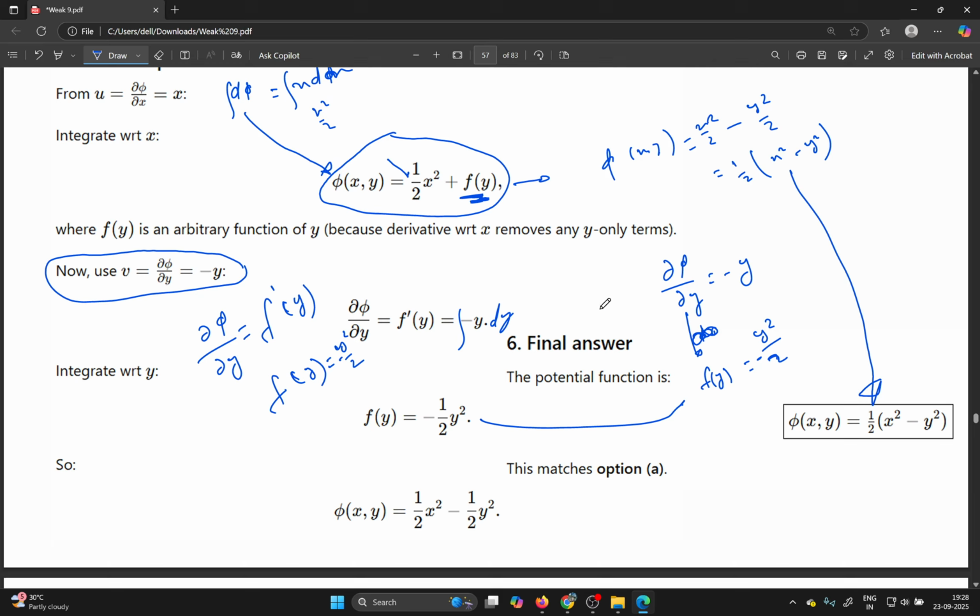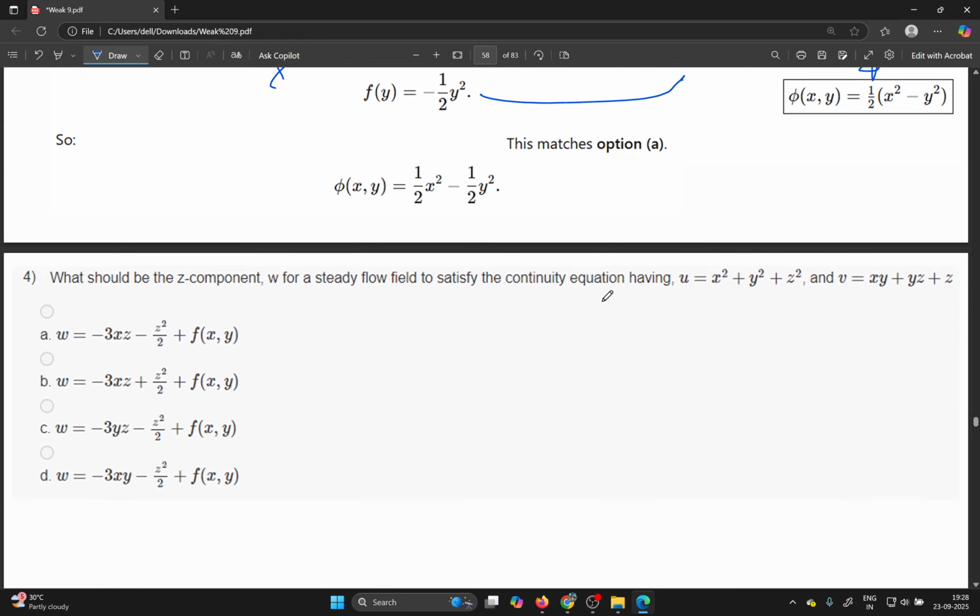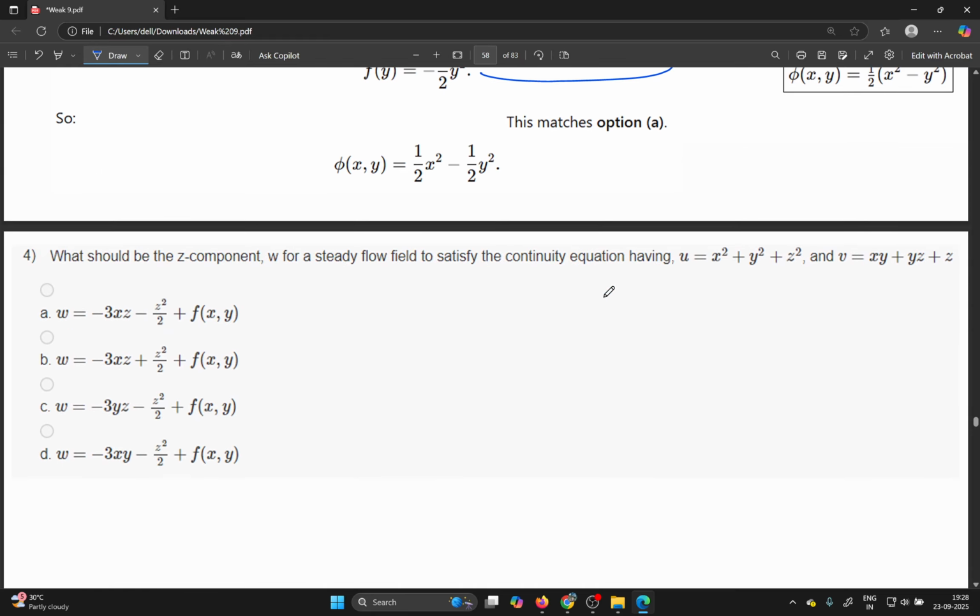So remember please. Now let us move on to the next question. What should be the third component, that is W, for a steady flow field to satisfy the continuity equation, having u equal to x square plus y square plus z square and v equal to xy plus yz plus z square? So you have to calculate the W component. You already have u and v, and you need to calculate W.